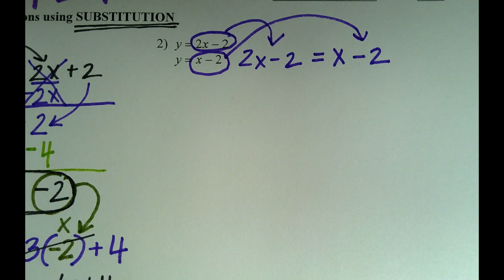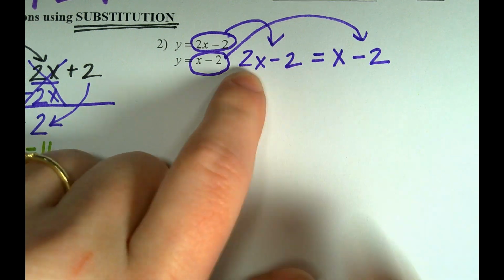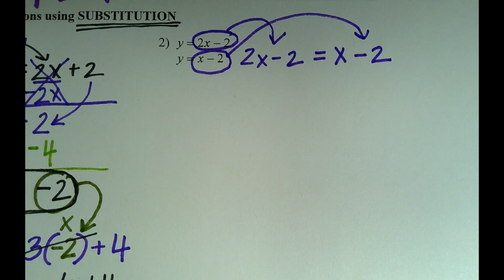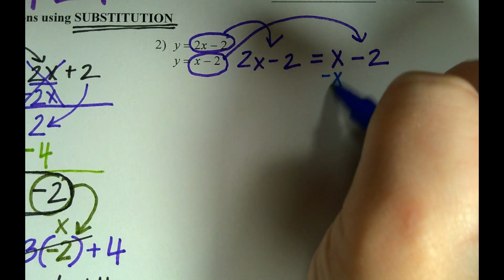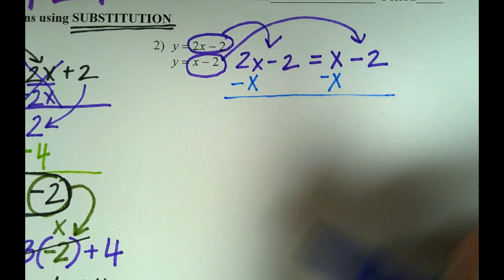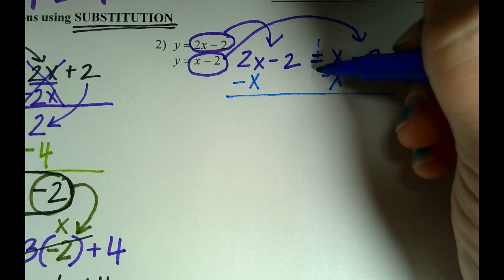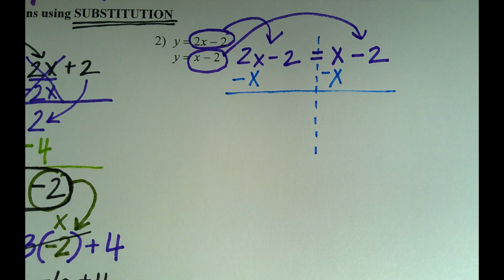How can I solve for x? What do I need to do? Absolutely. We want to combine our like terms. I have 2x on this side. I have x on this side. I want to subtract one of those and get them both to the same side. So let's subtract x from both sides. And again, if it helps, draw that little line in between your equal sign. Sometimes it just helps give you a little visual to see what's happening.